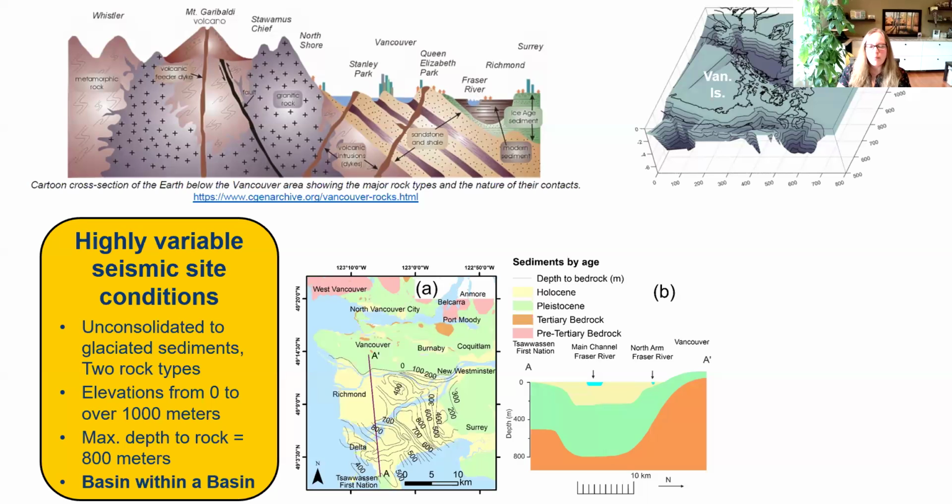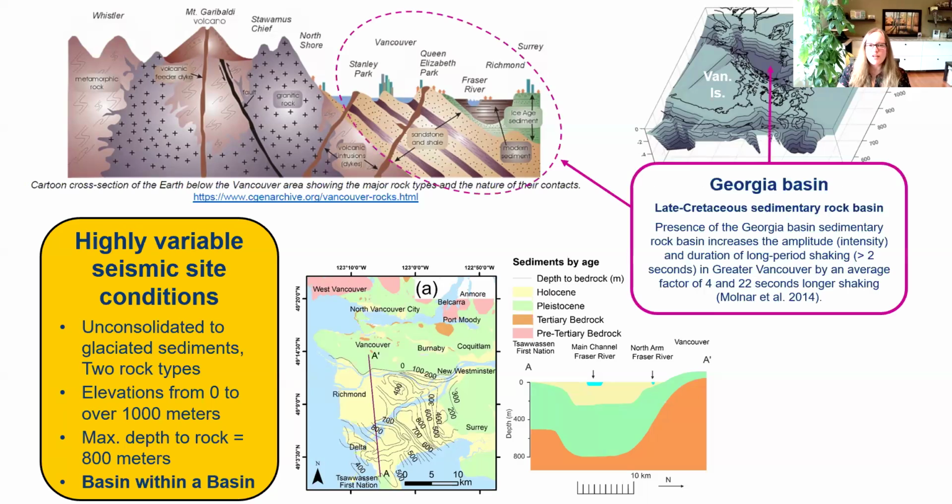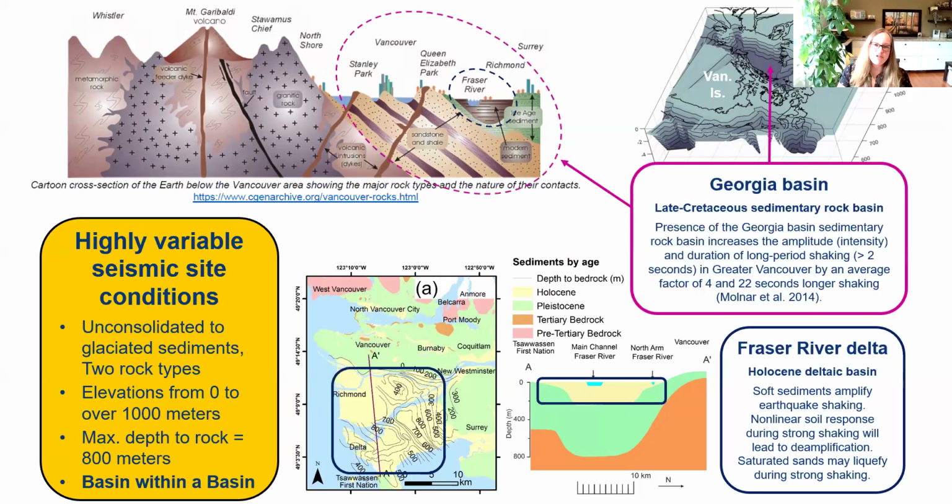So a couple more details on this highly variable seismic site conditions. Metro Vancouver sits inside of a late Cretaceous sedimentary basin. So there's rock under Metro Vancouver, but it's kind of soft rock. And then glaciers brought down debris from the mountains and deposited into the hills of Vancouver, Burnaby, and Surrey.